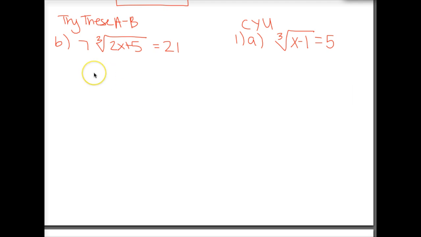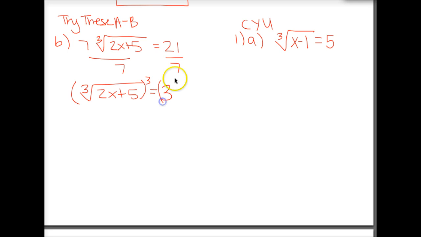All right, so first thing you should have done, step 1, get the radical alone, is to divide by 7. So that gives you cube root of 2x plus 5 equals 3. Next step, cube both sides. So over here, that just gives me 2x plus 5 because the cube root and the cube undo each other. Over on the right side, 3 cubed is 27.